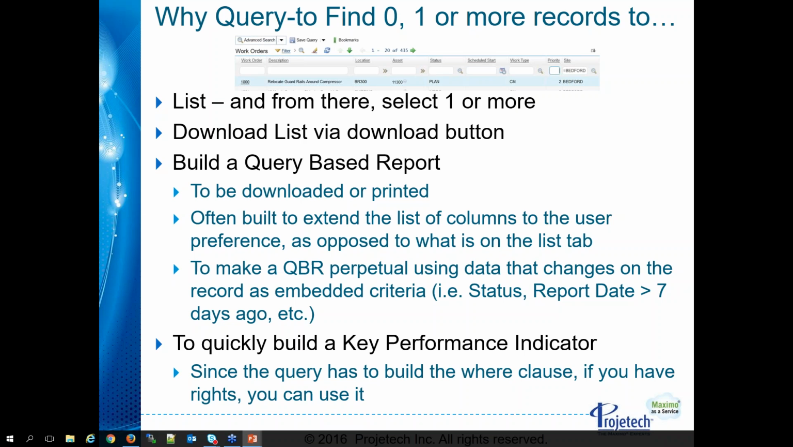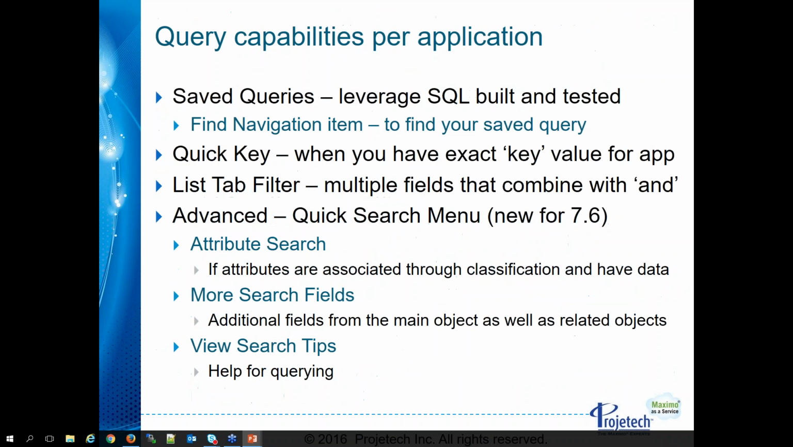that you're looking at. All right, so let's talk about query capabilities. Each application has a standard set of capabilities from the list tab. You'll have access to saved queries if there are any that are public or private to you, and now leverage structured query language that's already been built and tested. There's a find navigation item to help you find your saved query when there's a long list, which I'm sure some of you have. You have the quick key search where you have the exact value.